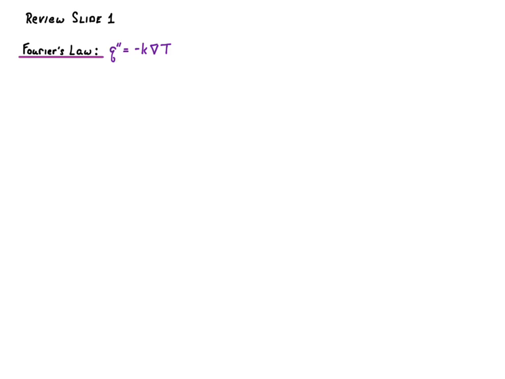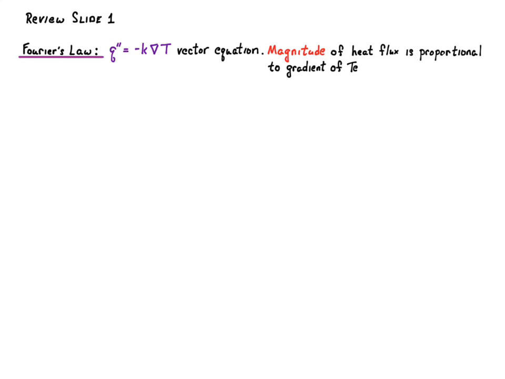Okay, we're going to begin this review of one-dimensional conduction with the expression for Fourier's law. Fourier's law is an empirical expression, and it's also a vector equation because the heat flux or the rate of heat flow is going to have a specified direction. And the magnitude of this heat flux is going to be proportional to the gradient of the temperature. And the temperature field is going to be written in terms of the coordinate system that we're working with.